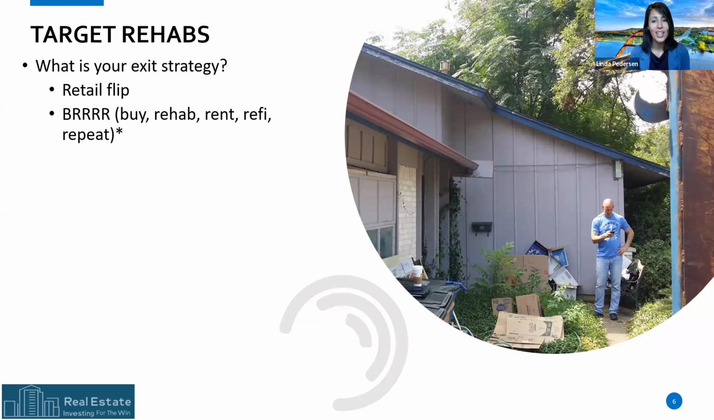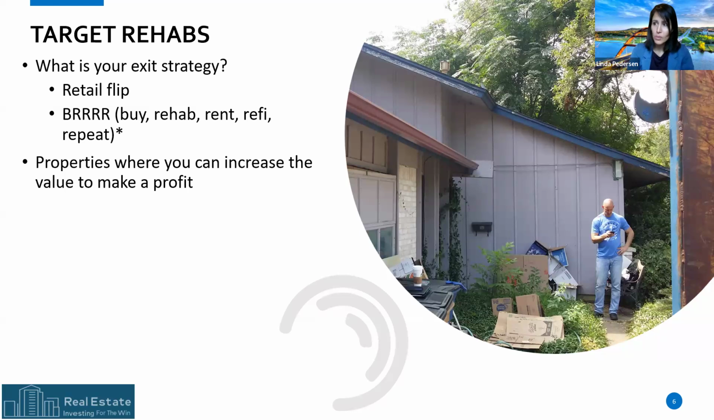Because I think when we first started, I was like, I want to do rentals. I want passive income. And come to find out, Austin wasn't the best for that. It was better for retail because we were in more of a seller's market and appreciating market as well. So first, understand that. What is your exit strategy? Properties where you can increase the value to make a profit.